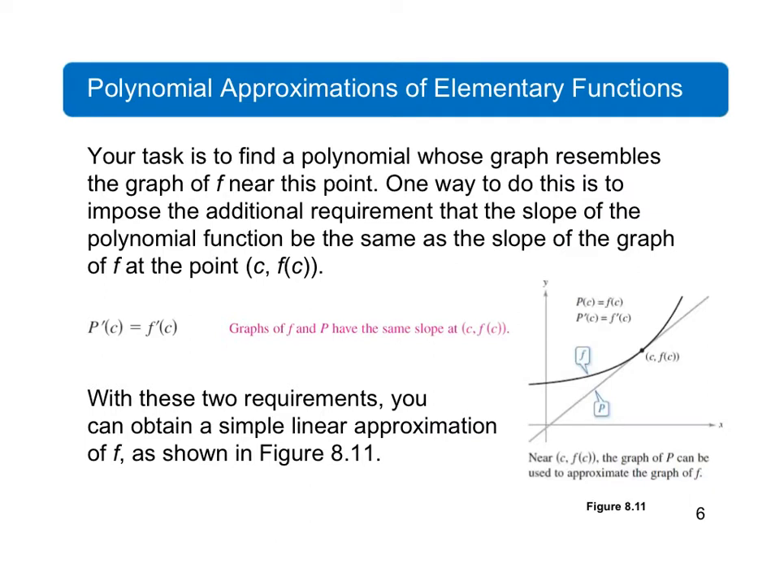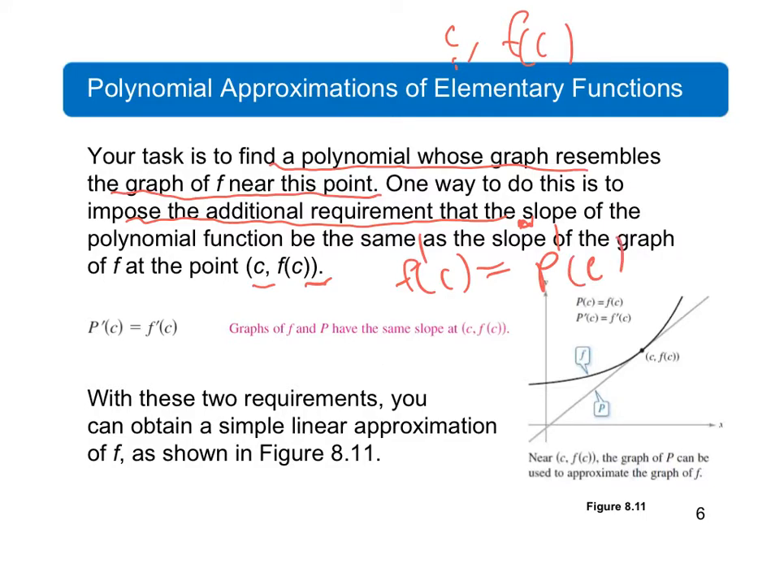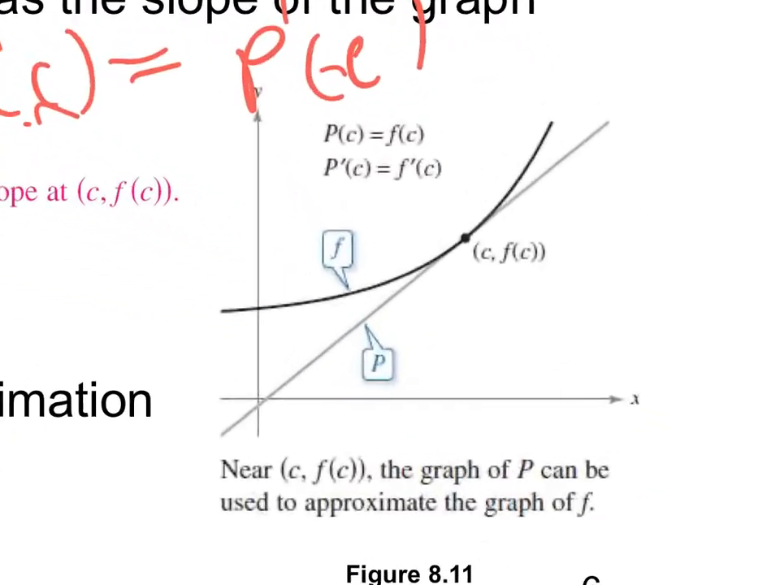Starting out, you're tasked to find a polynomial whose graph resembles the graph of f near the point that we care about. One way to do this is to impose the additional requirement that not only do you have f of c, but you also have the same slope at c. So we have f of c, but also f prime of c is equal to p prime of c. They're the same. And that's the picture we have here.